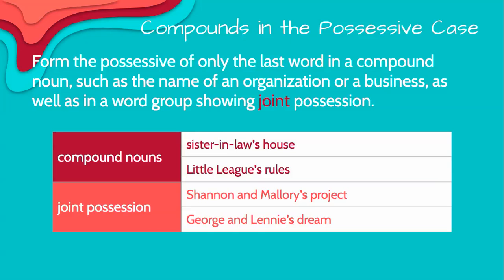At the end. Joint possession. Shannon and Mallory's project. Meaning Shannon and Mallory are working together. There's one project. So I only add the apostrophe S to the last word. The same thing with George and Lenny's dream. It's one dream that they share. Apostrophe S only goes with the second word.